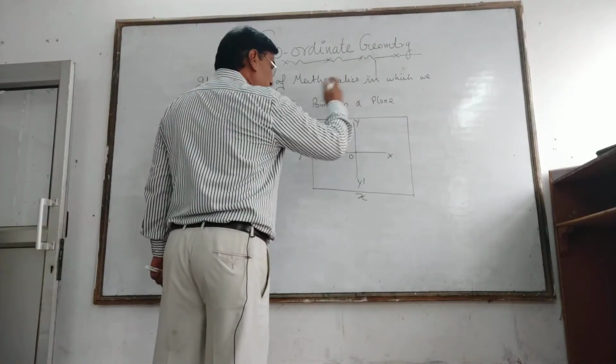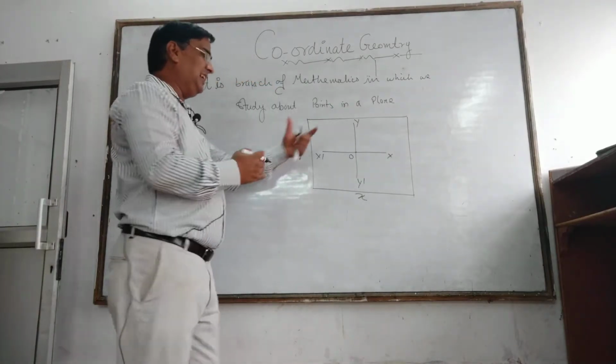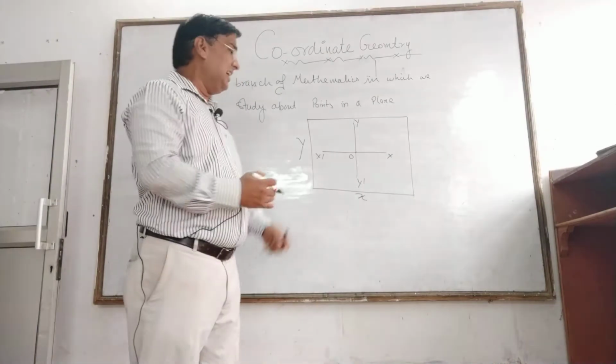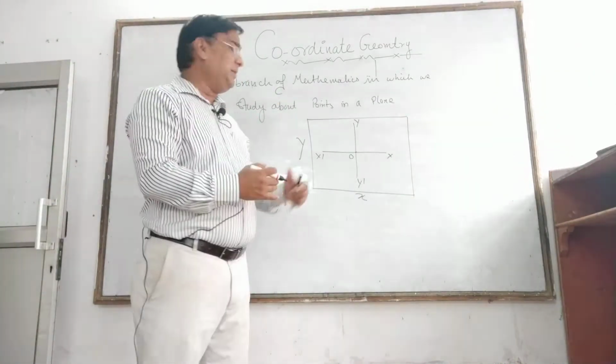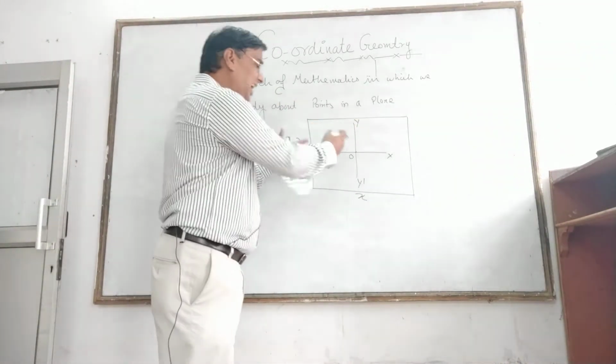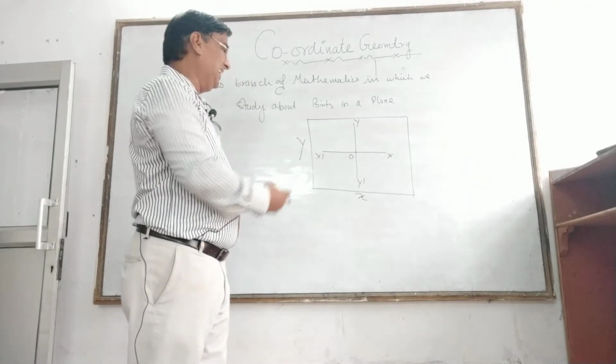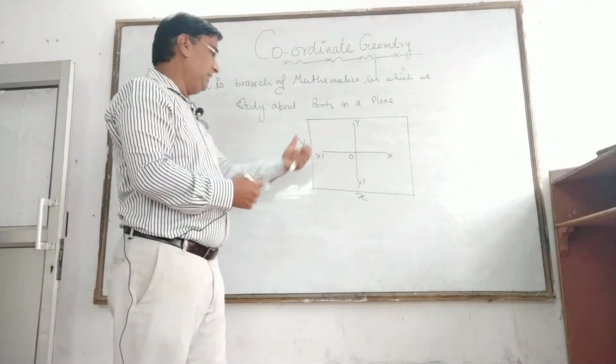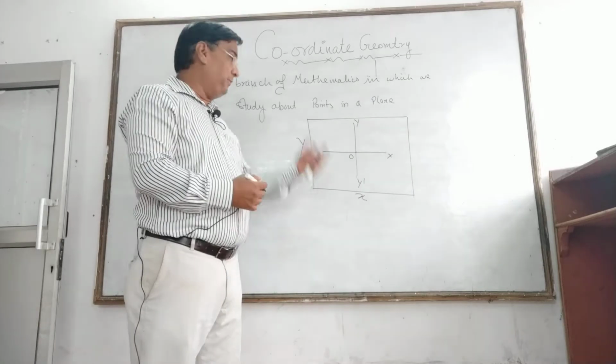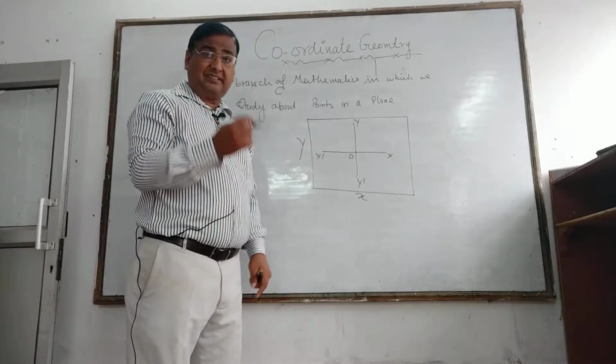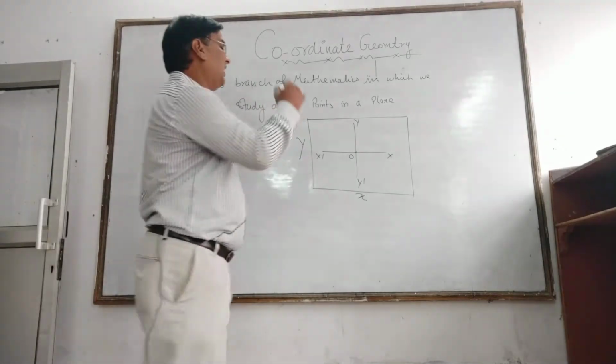Now, the total plane is divided by two mutually perpendicular lines, and if we want to denote any point in a plane, then with the help of this Cartesian plane, we can determine the position of any point. Look here.